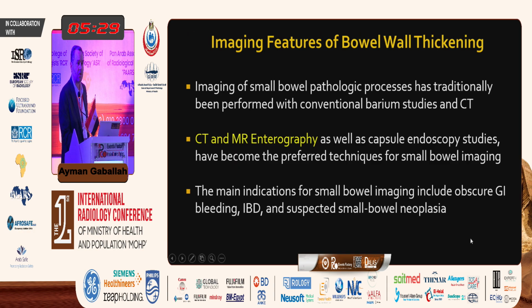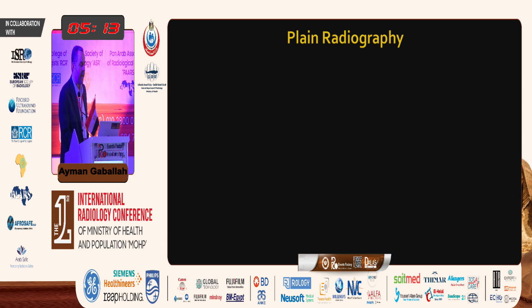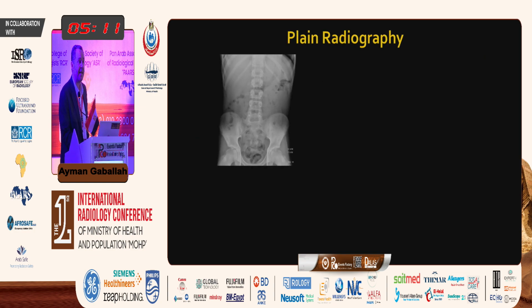So, imaging features of bowel wall thickening. I'm sure if you read CT and MRI, we do a lot of CT and MR enterography for these patients. With these advances in CT and MR enterography, and also capsule endoscopy, nowadays we are way better than before in diagnosing these cases. And as you know, plain radiography is completely non-specific. If you look at that plain X-ray, it's completely normal, and I called it normal.